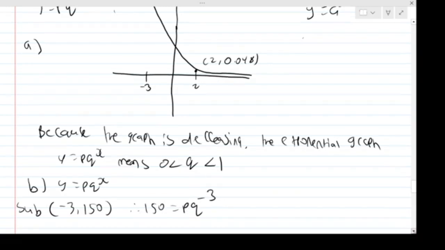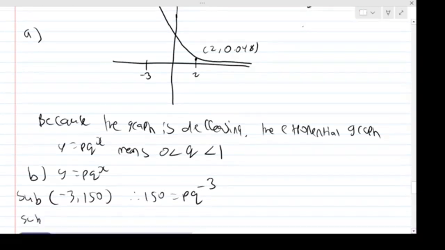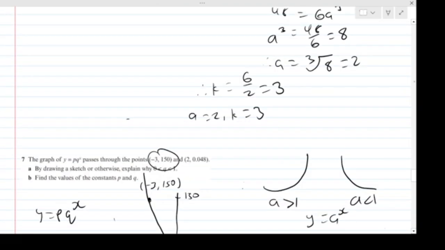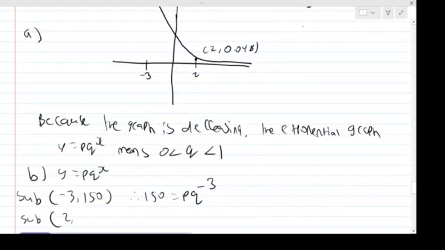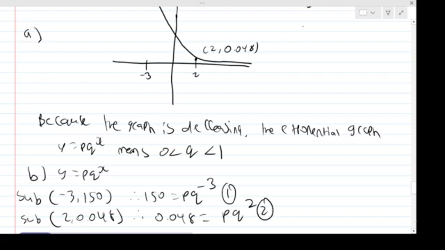Then I'm going to sub in the other point, which is 2, 0.048. So if I do that, that means when y is 0.048, that'd be pq to the 2. So then I need to solve these. So if I call them 1 and 2, again, what can I do? I could either use substitution. I could rearrange to substitute one into the other.